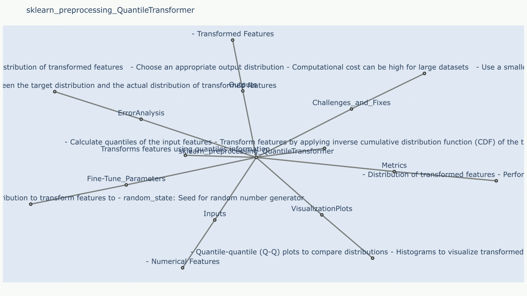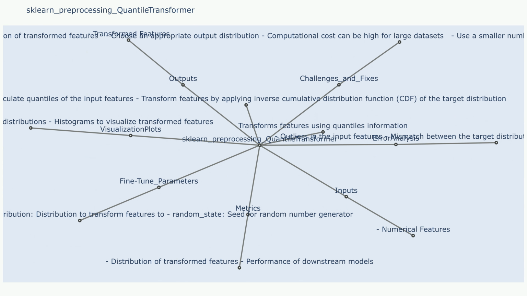The quantile scores after the transformation can be used to assess how well the desired distribution is achieved. Distribution plots visualizing the distributions of the features before and after the transformation can provide insights into the effectiveness of the quantile transformer.